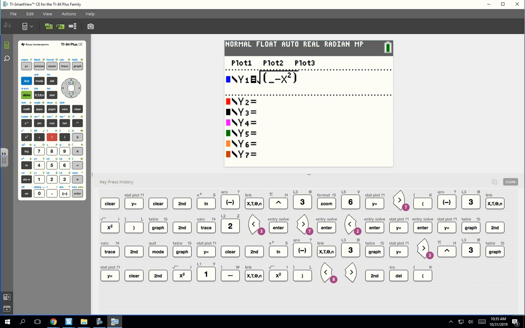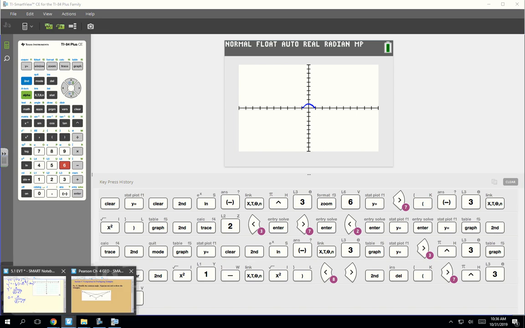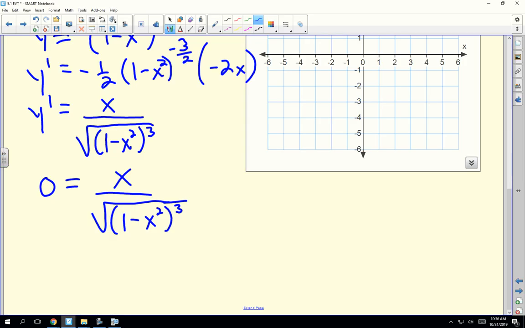Second, insert left parenthesis, to the third power. Zoom, number 6. There it is. So it's totally positive, guys. You see that? It's between -1 and 1. That means algebraically I can multiply each side by that. It's positive, so it's totally fine. So I get x equals 0. There's the algebra. That's probably what you were going to want to do anyway.